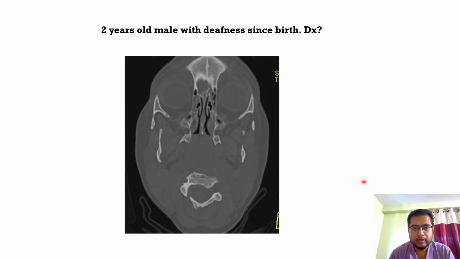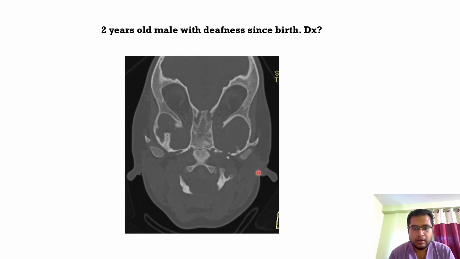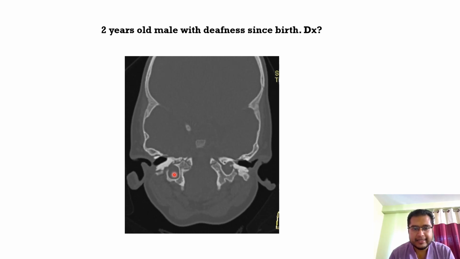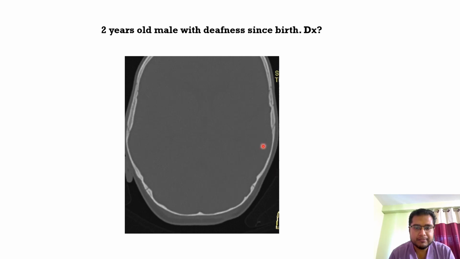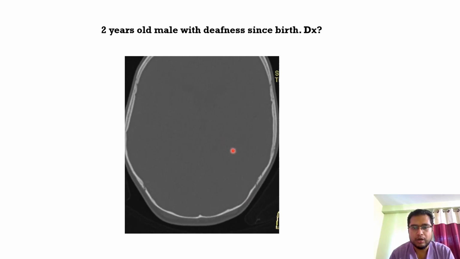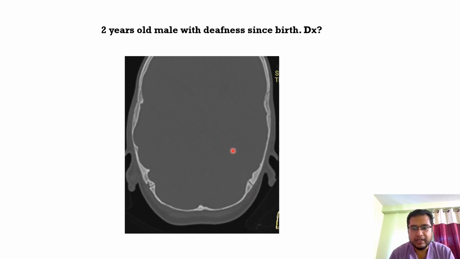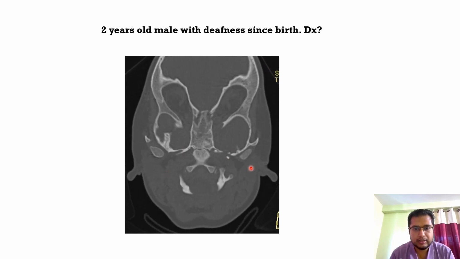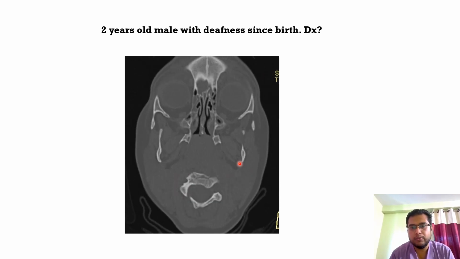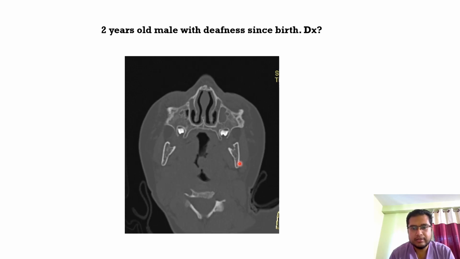So as I'm scrolling, what we see here on these axial sections is that there is complete absence of the petrous part of the temporal bone or the otic capsule, and there is complete absence of the inner ear structures of the bony labyrinth. As you can see, there is no inner ear structure or bony labyrinth seen in this child. So what is the diagnosis here? It's a spot diagnosis. It's a case of Michel dysplasia.